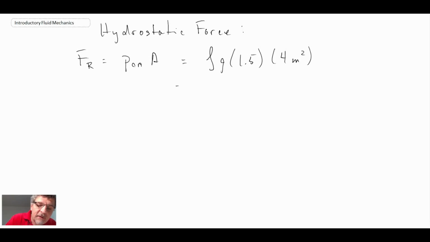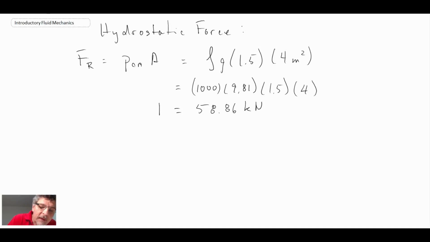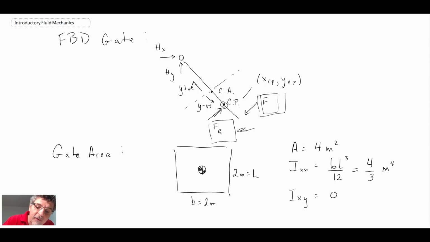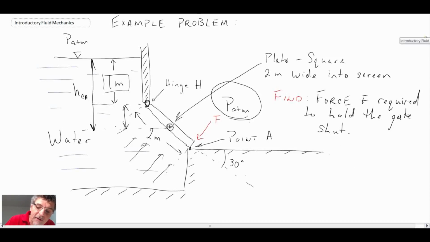So we get this equation, we plug in the density of water, 1,000, 9.81 for the gravitational constant, and then add the other terms, which was h, that was the depth, and then 4 was the area of the plate. And what we get is 58.86 kilonewtons is the force. That is the force due to the hydrostatic water above the plate. Now, if you recall, the thing that we're after is this force here in order to keep the plate shut. So we're trying to find this force. This was the unknown thing.